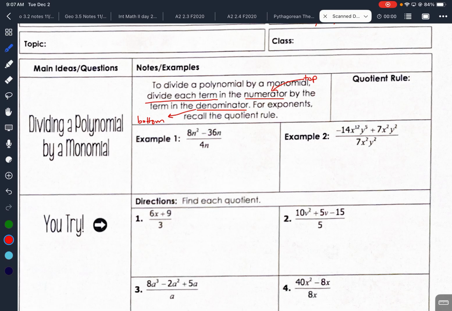For exponents, recall the quotient rule. So the quotient rule is x to the a over x to the b. If we add when we multiply, what do we do when we divide? Subtract. So it's x to the a minus b.